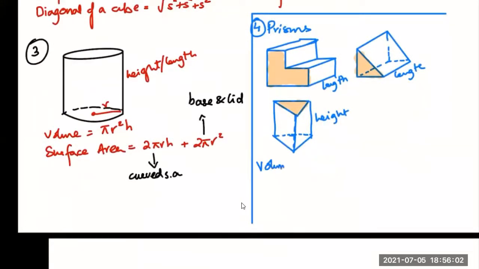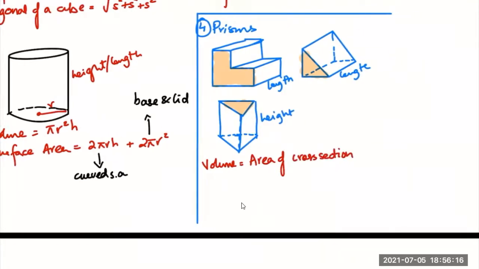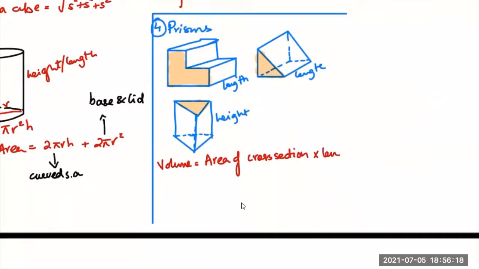When you're talking about the volume of a prism, make sure that you know these formulas. They're very important. Area of cross section into length or height. So it depends on whether it is length or height. What is a cross section? A cross section is the identical slice that you've derived.